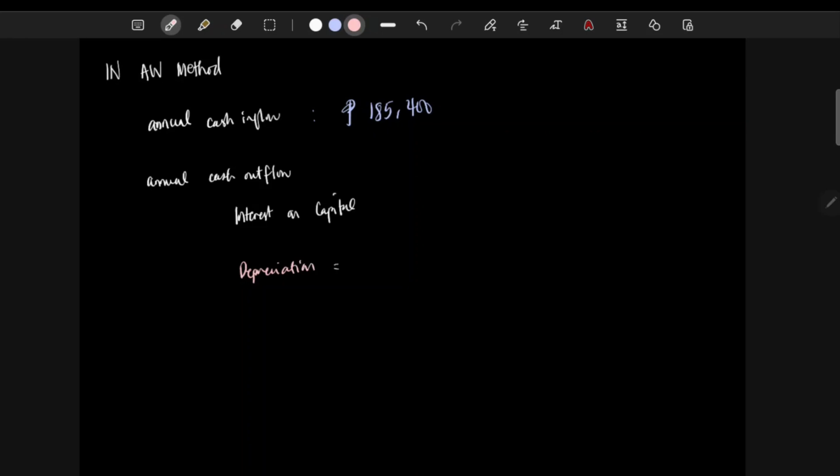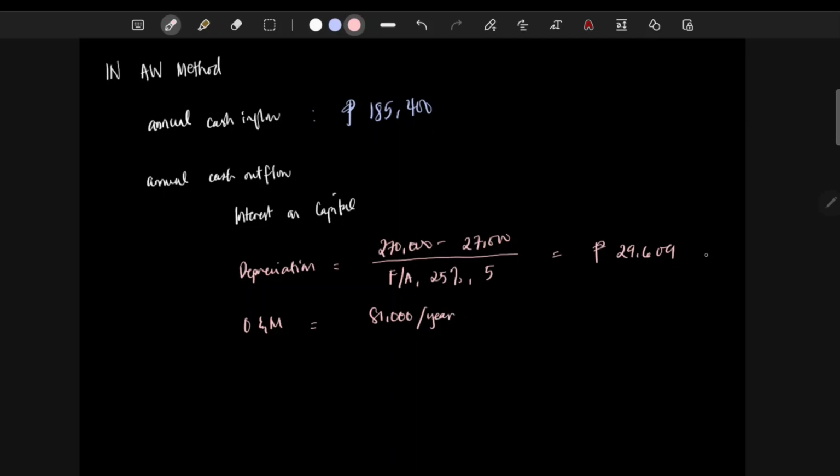Again, same sinking fund formula, 270,000 minus C sub L of 27,000, all over F given A at 25% interest rate for 5 years. That is equal to 29,609 pesos. Then operation and maintenance, same with ROR, that is 81,000 per year. Then taxes and insurance, 4% of the initial cost, that is the 270,000, is equal to 10,800 per year.